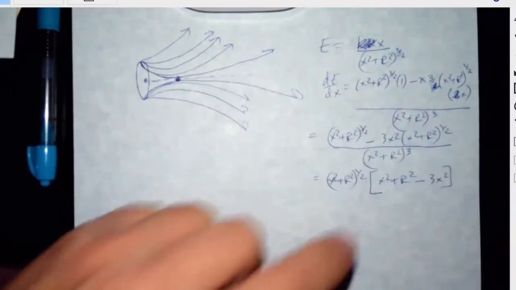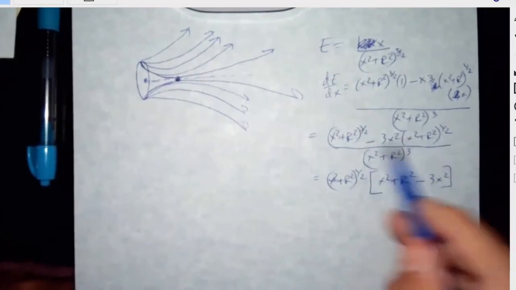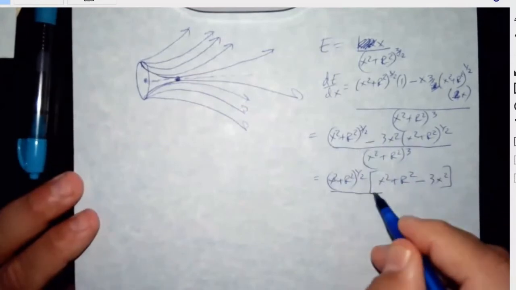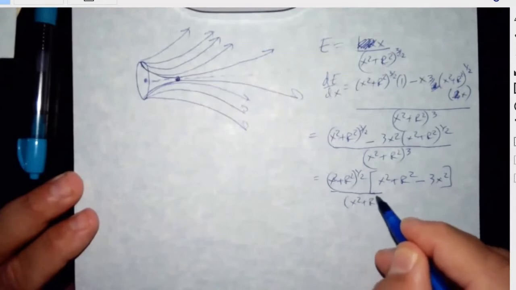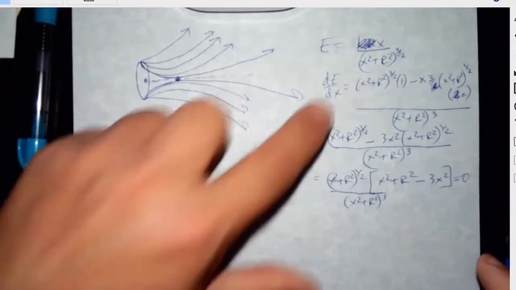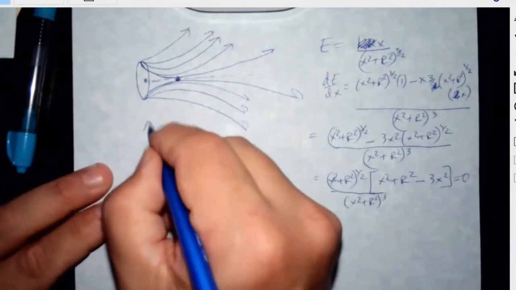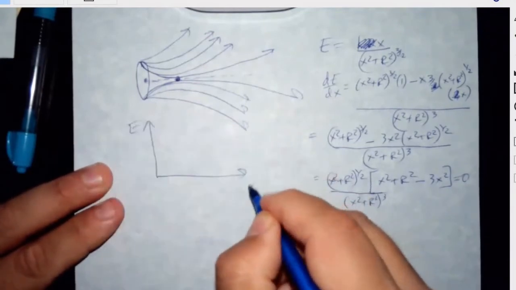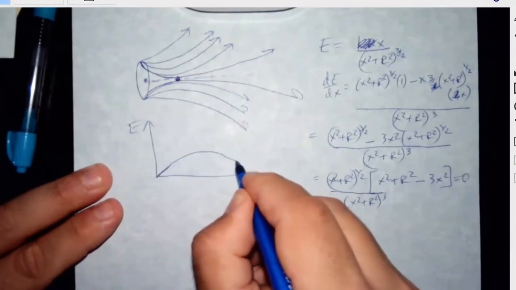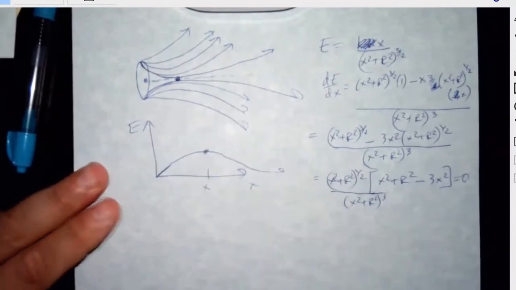So you've done this, I'm sure, in Calc 1, right? Where you use the quotient rule and then you factor out the greatest common factor. Okay, then you will divide it by x squared plus r squared to the 3. Then you're going to set this equal to 0, right? To find the point that maximizes. So graphically, the E field as a function of x looks like this, right? Straight line, then it starts curving, right? Right here. I want to know what that x is.